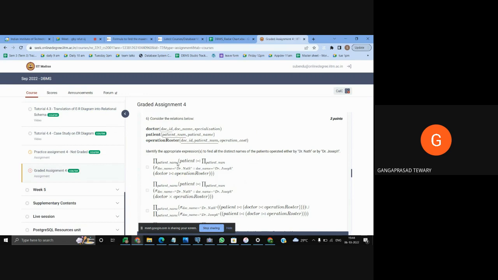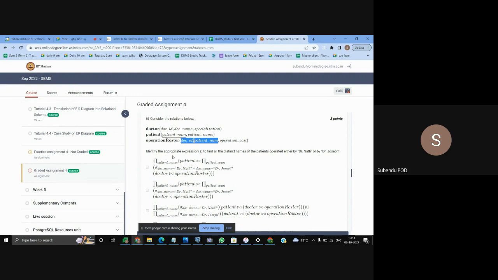As per my understanding, there are three relations: doctor, patient, and operation roster. Doctor has doctor ID, doctor name, and specialization. Patient has the patient number and the patient name. The operation roster has doctor ID and the patient name as the composite candidate key, and the operation code.